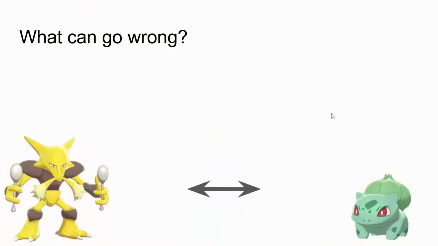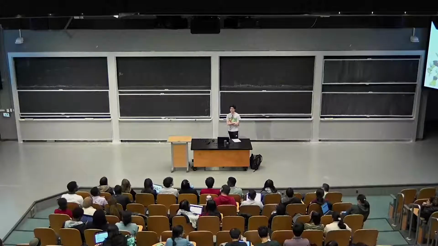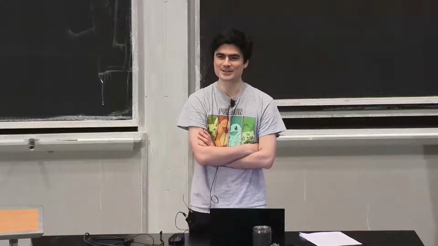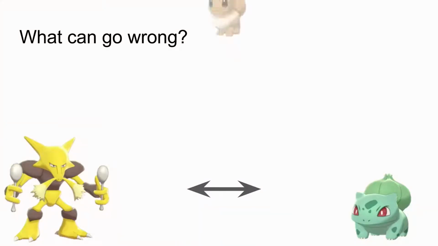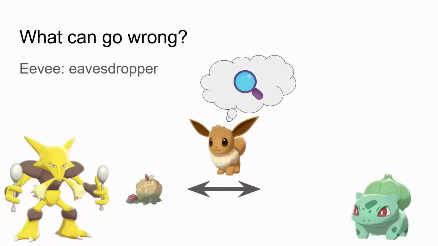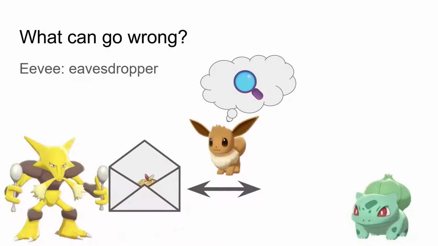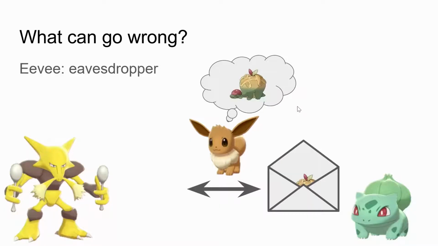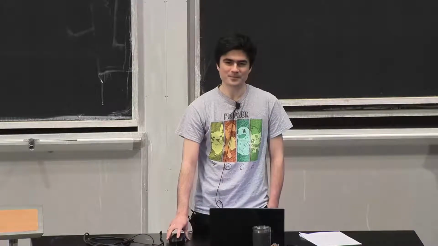But what could go wrong? Can anybody tell me a problem with this? Yeah, somebody could come and steal the message. Maybe we've got some eavesdropper, Evie, and Evie wants to eavesdrop on their conversation, wants to figure out what they're talking about. It's quite possible that Alazkazam pops this in the mail, Evie then opens the mail, puts it back in the mail, and sends it along to Bulbasaur. But now Evie knows what the message is. So this is a problem.